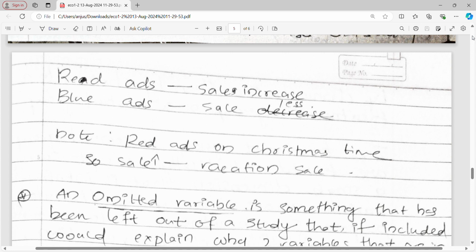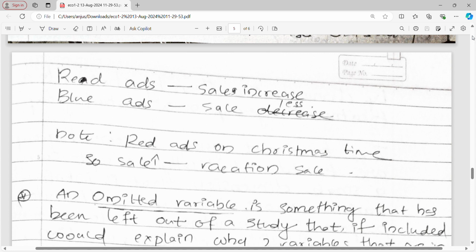But with further analysis, it was clarified that the red themed advertisements were at Christmas time, Christmas vacation time. So the sale was increased not because of the theme red, but because of the vacation sale. Okay, so it has nothing to do with red and blue. The sale has nothing to do with the red and blue colors of the advertisements. It is just because of the vacation sale.